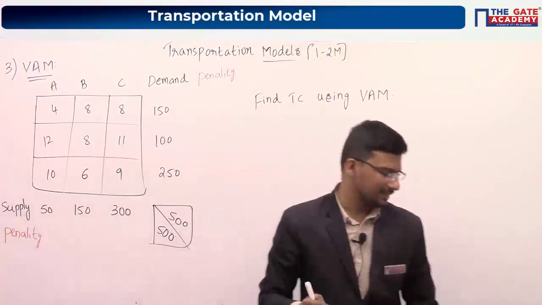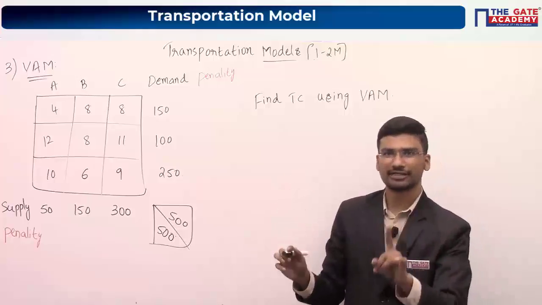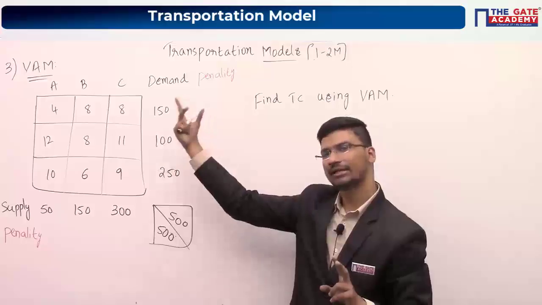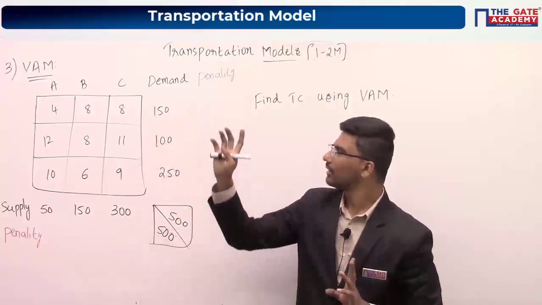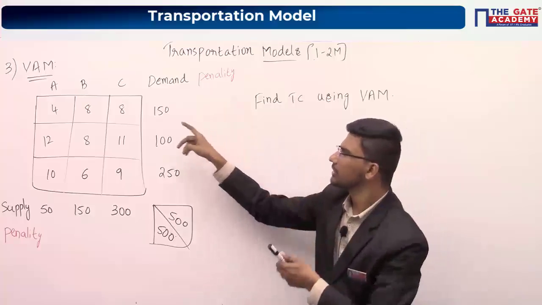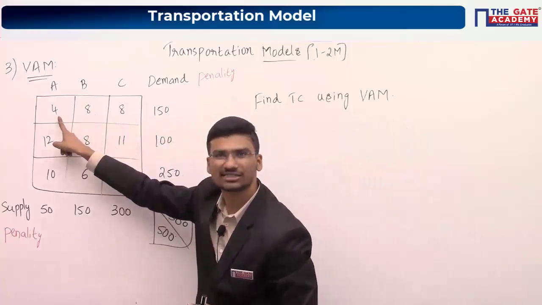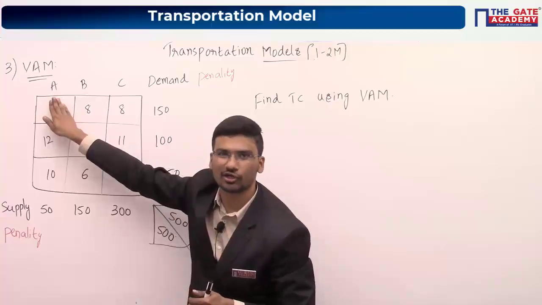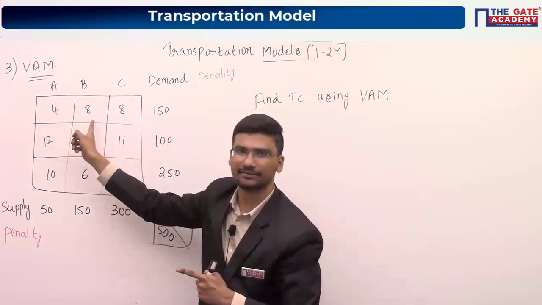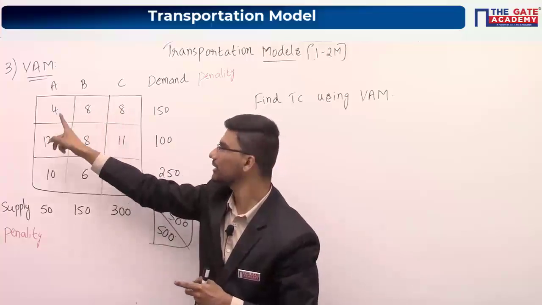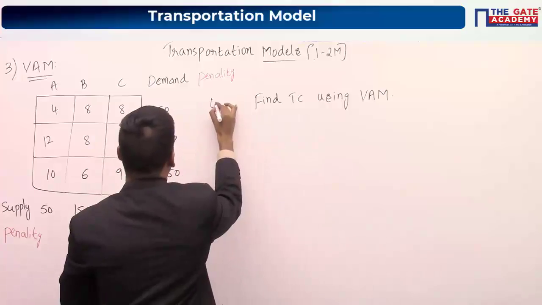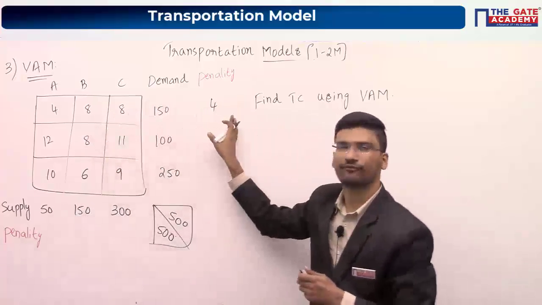We are calculating row penalties and column penalties also. The meaning of this penalty is the difference between two least costs, maybe in a row or maybe in a column. Let us say first we will be calculating the penalties for the rows. So in this particular row, what is the least cost? This is your least cost. What about the next least cost in this row? It is 8. Maybe any one. So what is the difference between those two? It is 4. So the penalty for this particular row is 4.